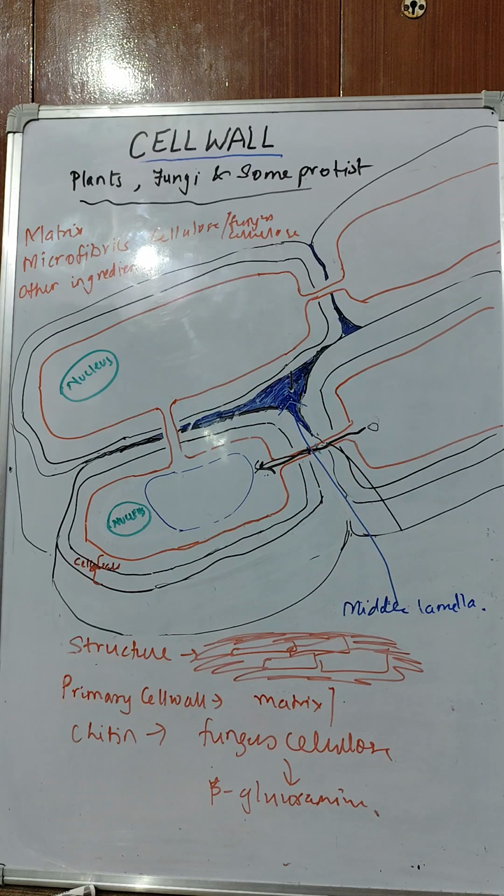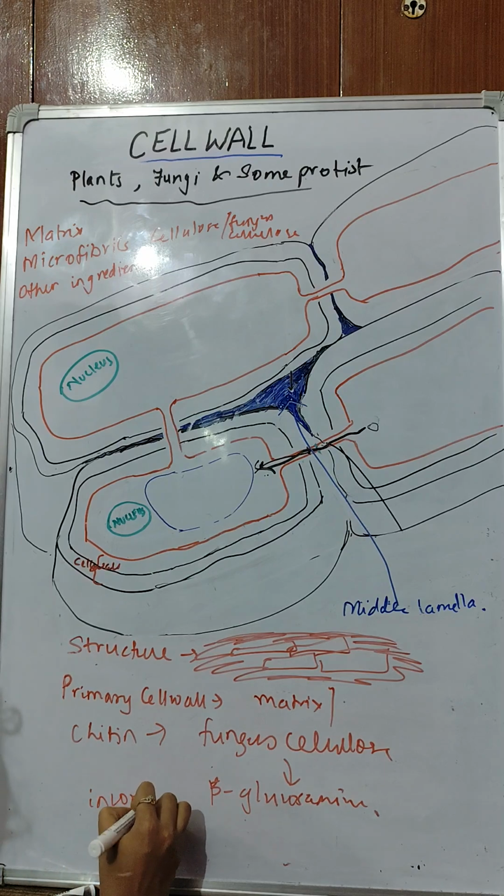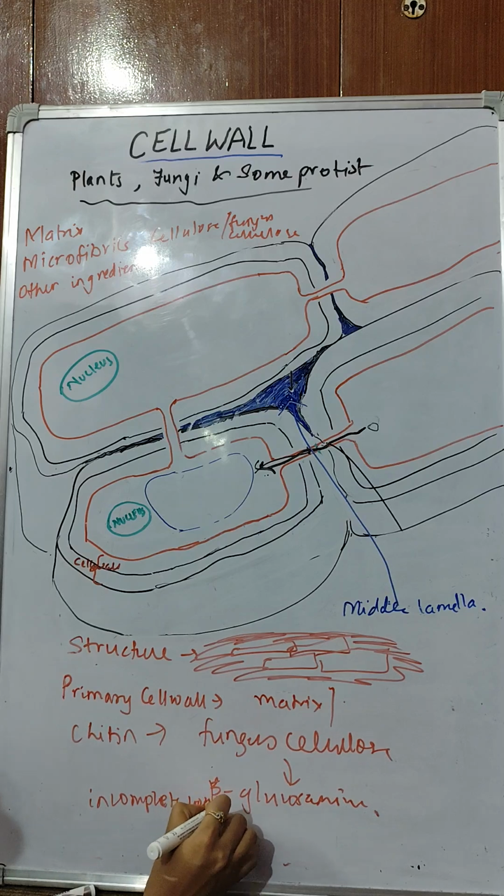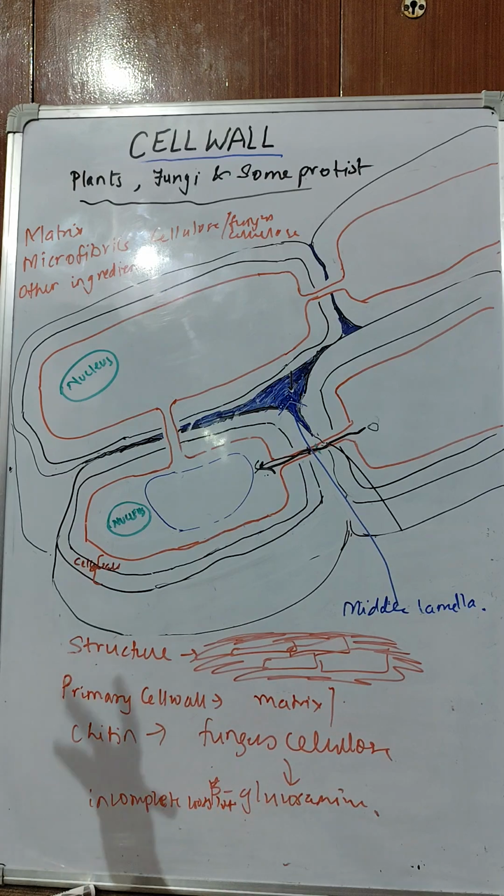Usually they are arranged in a very loose network and show incomplete cross-linking. The matrix, as I told you, is composed of water, pectin, hemicellulose, then lipids, proteins and glycoproteins. So these are all present in the matrix.